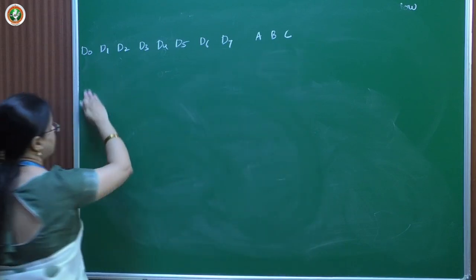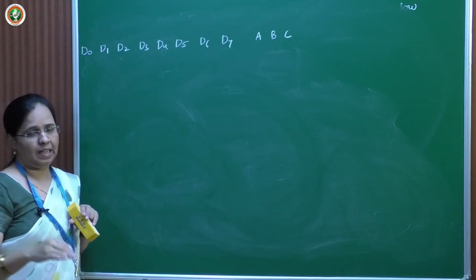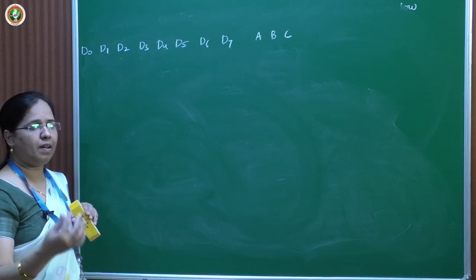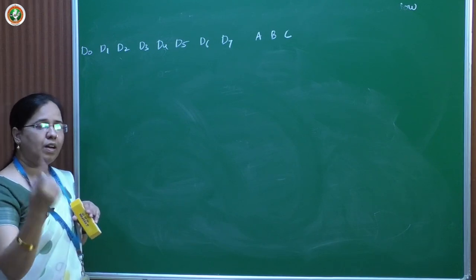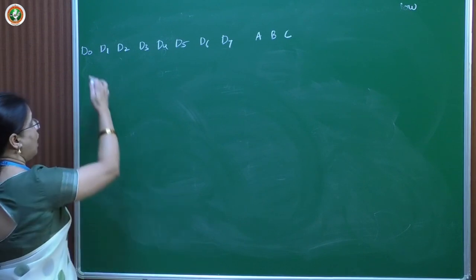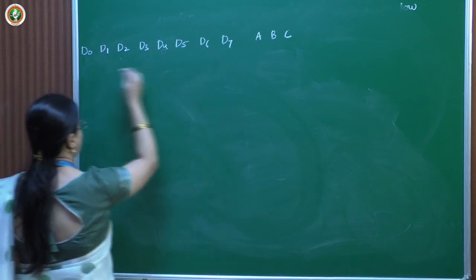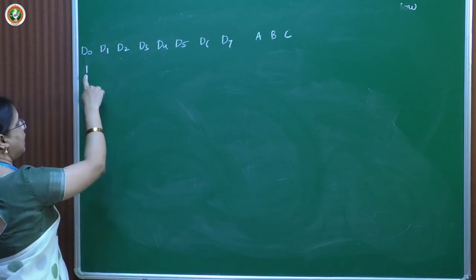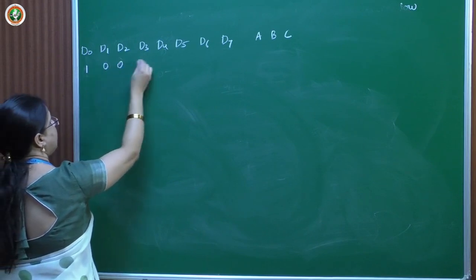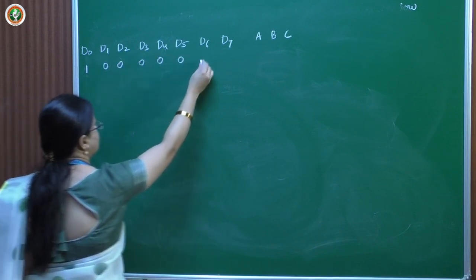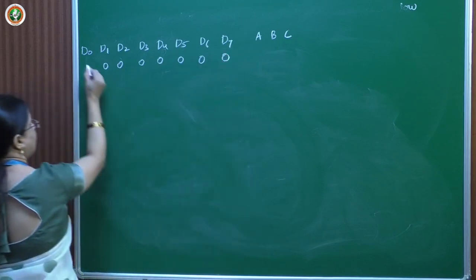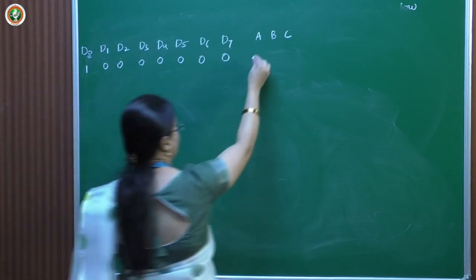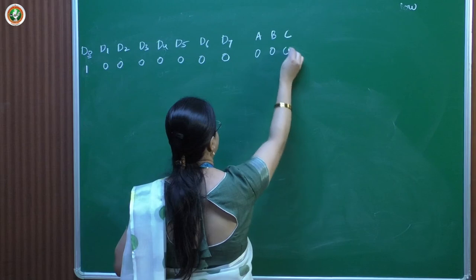Now what is the role of this particular table? It has to convert octal to binary. When I say octal number, at one time I will give only one octal number as input. Among the octal inputs, one should be high. So I'm taking D0 as high here, and the remaining values will be zeros. The meaning of this row is that I want to convert octal 0 into binary 0.